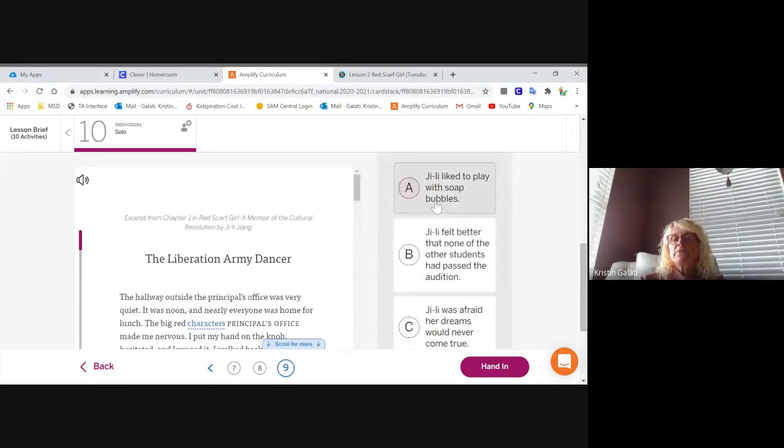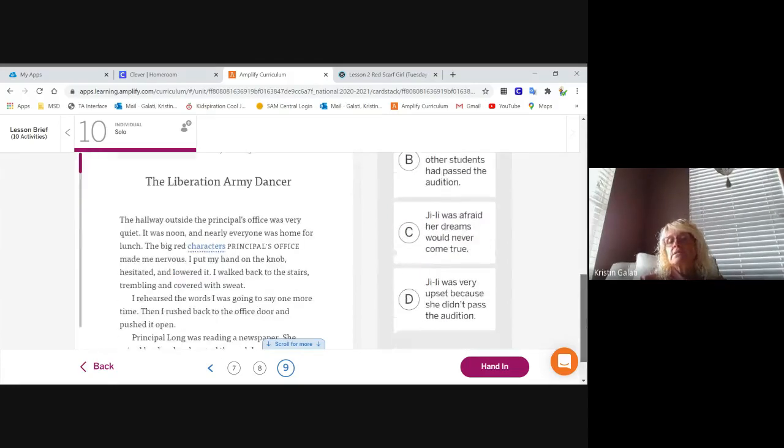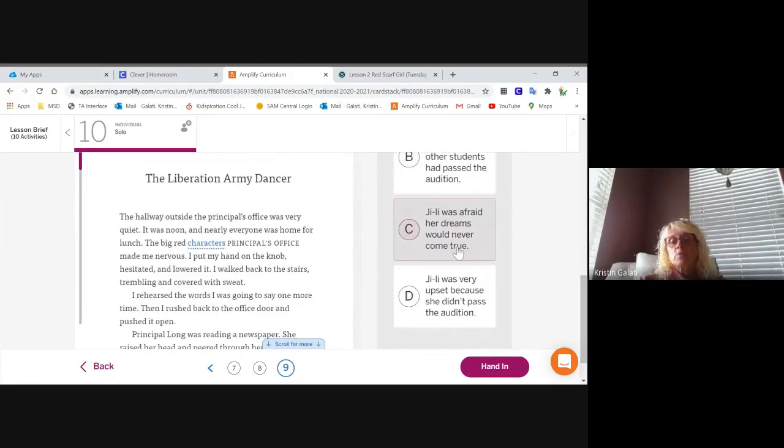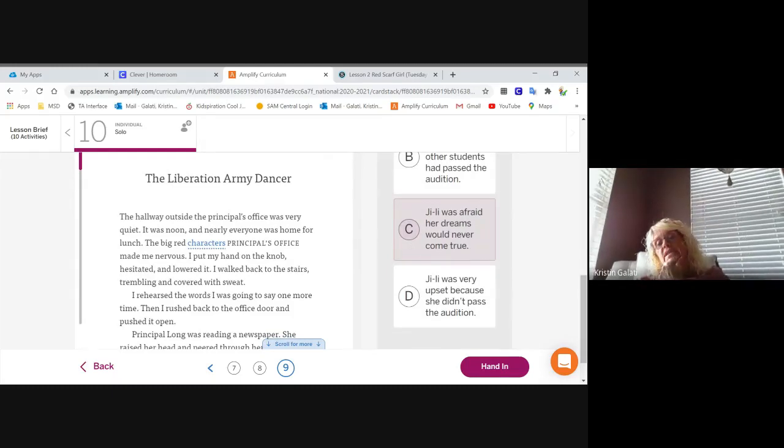Last question, which statement is true? A. Ji Lee liked to play with soap bubbles. B. Ji Lee felt better that none of the other students had passed the audition. C. Ji Lee was afraid her dreams would never come true. D. Ji Lee was very upset because she didn't pass the audition. Okay, so when you're finished with that, hand that in.